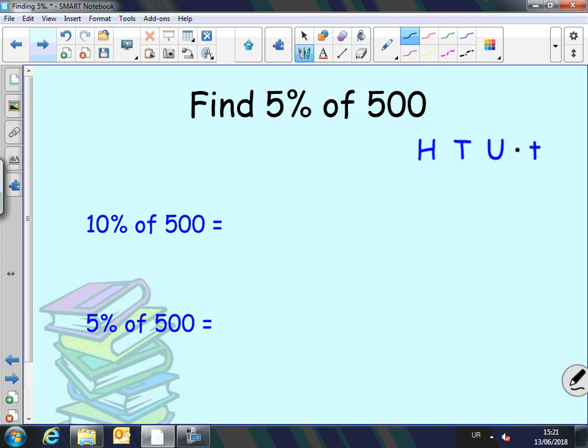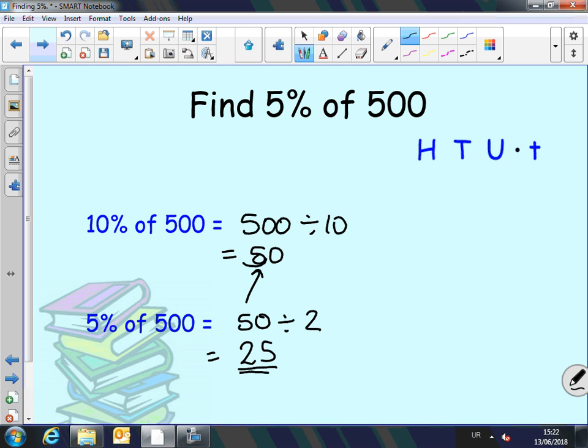Welcome back. So the first question was find 5% of 500. You know that to find 10% of 500 is our first step. So we say 500 divided by 10 gives you 50, because you're moving everything one place to the right. And then to find 5%, we're going to half this answer here. So 50 divided by 2 gives you 25. And that's your final answer.